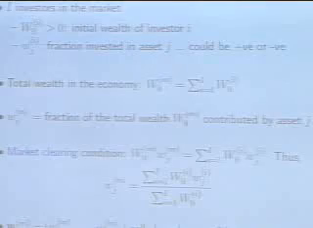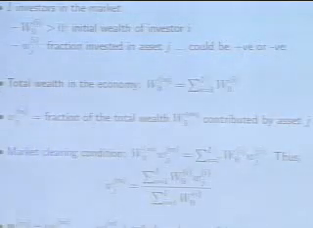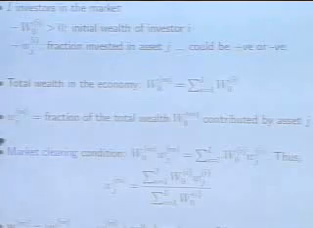So the total wealth in the economy is simply the addition of the initial wealth of all the investors in the market. Let's call that W0 super M. The fraction of this total wealth that goes into asset J, let's call that WMJ.